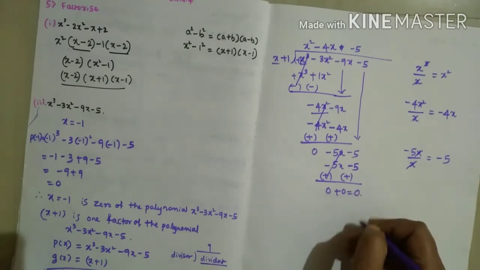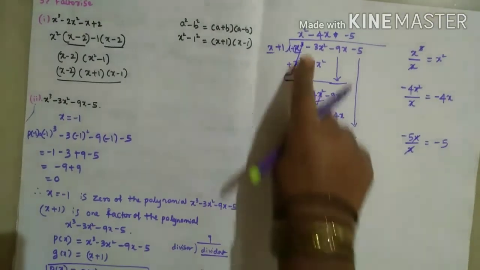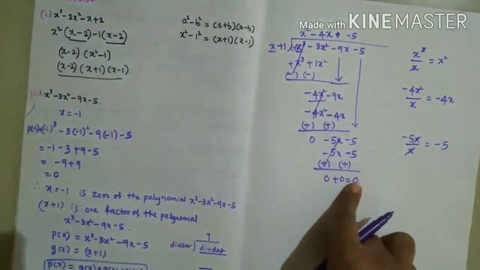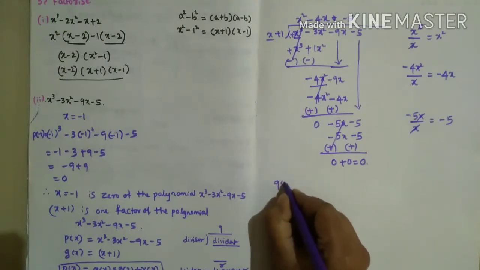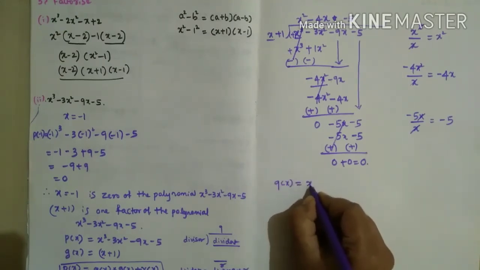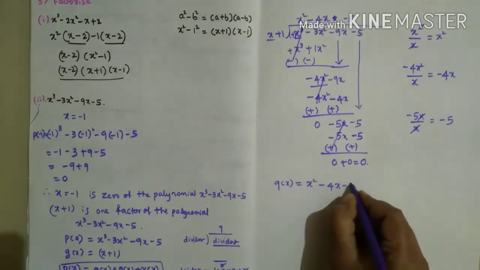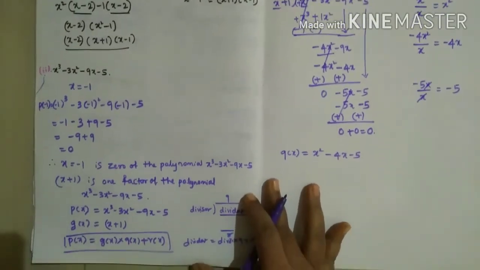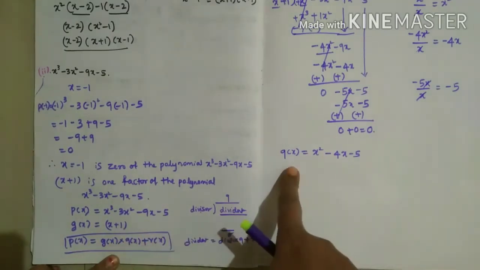So, sorry, not the answer, it is the remainder we got: 0. And this is the quotient. Means this is R of x, this is Q of x. I will write those now. Q of x is equal to x square minus 4x minus 5. Now we know that P of x is equal to G of x into Q of x plus R of x. In this form I will write these equations.